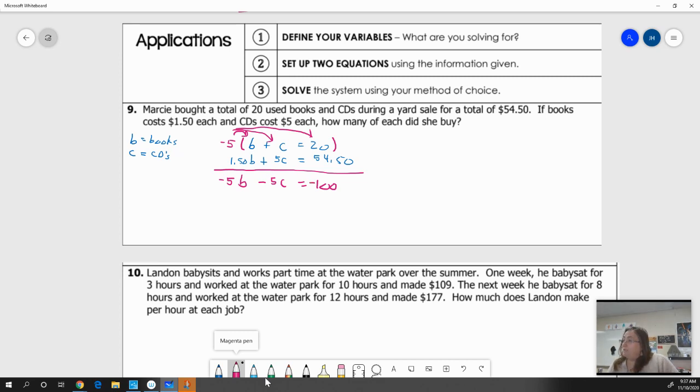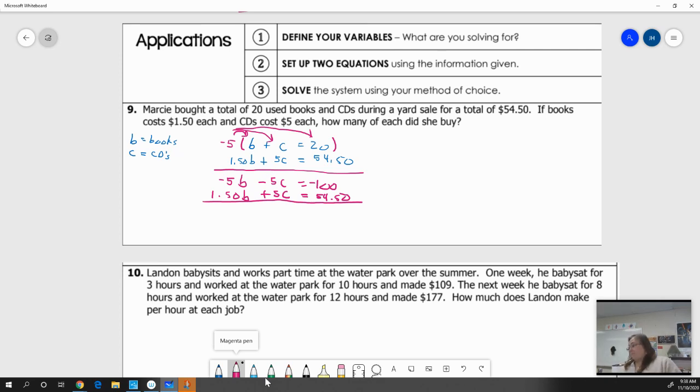So my bottom equation is going to stay exactly what it was, right? It's going to be 1.50B plus 5C equals 54.50. But now I can just add these together, right? And my C's will drop out, and I'll be able to solve for books.